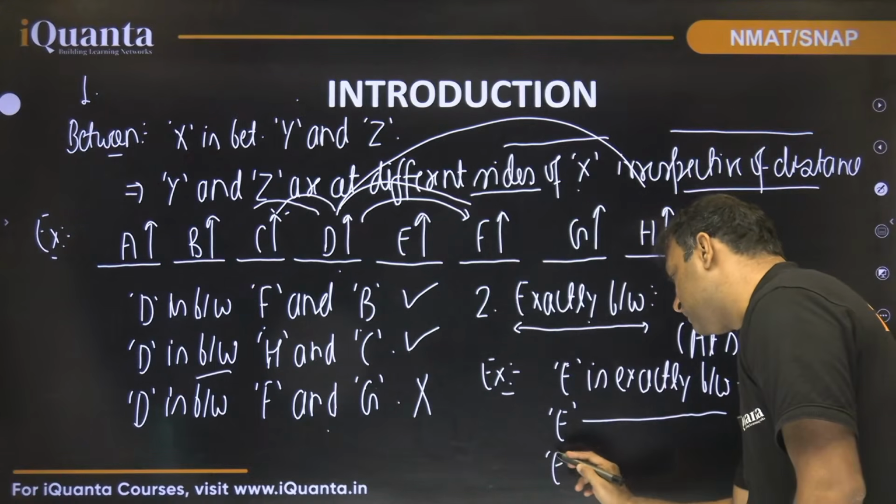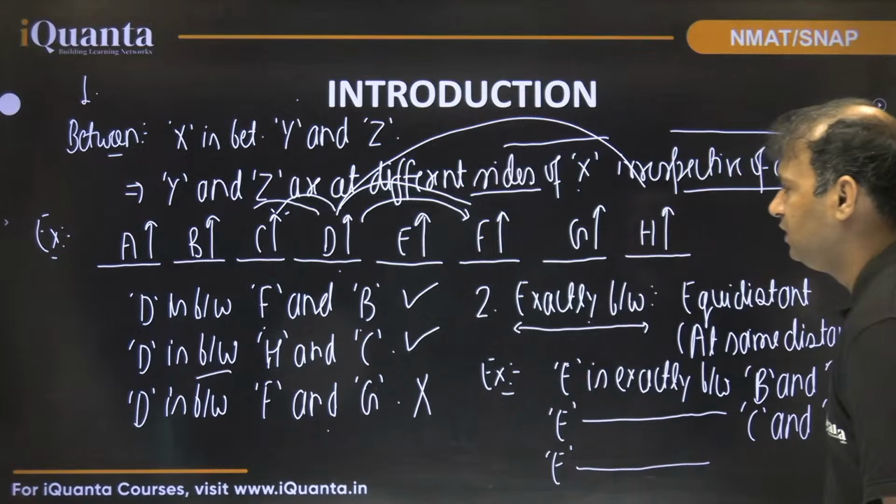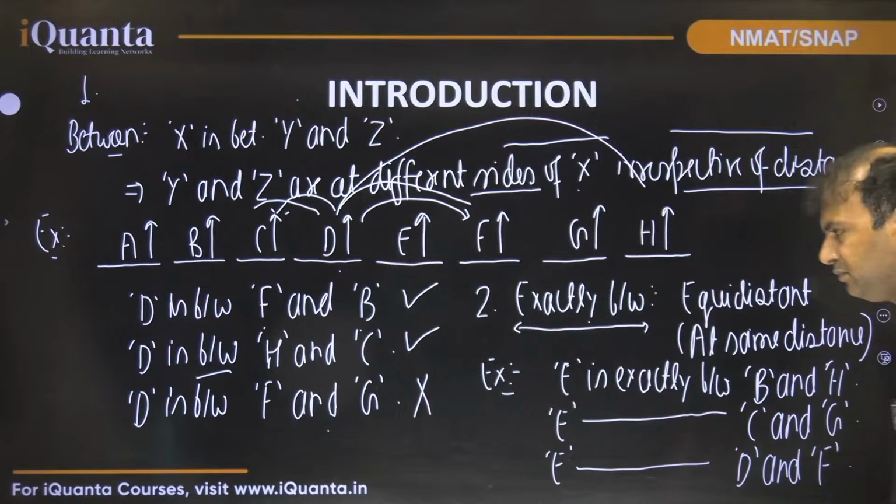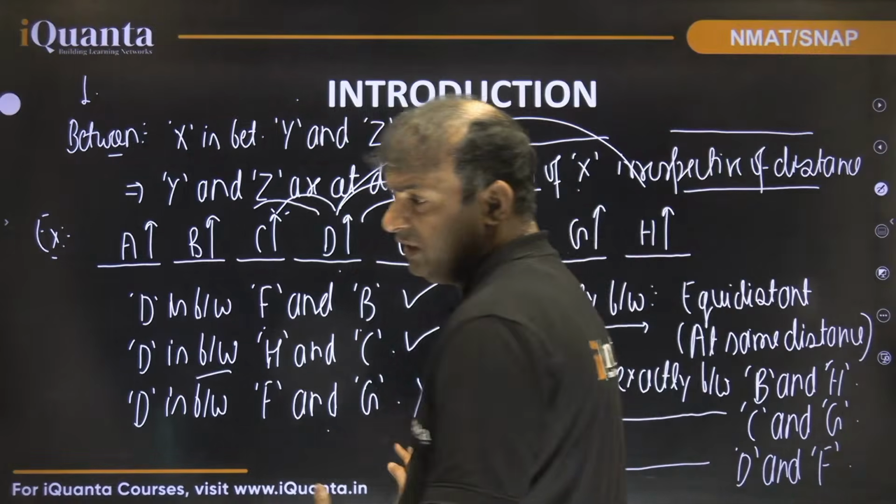Similarly, guys, if I say that E is exactly between D and F, so that is also correct, right? I'm sure you all agree with this. Okay, so this is, guys, the meaning of exactly between, which is comparatively easier, right?